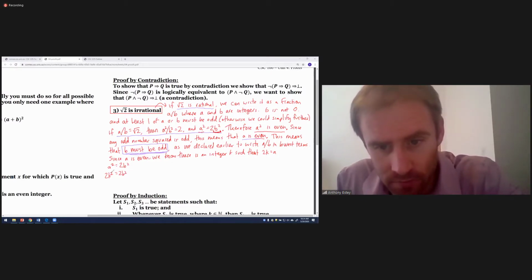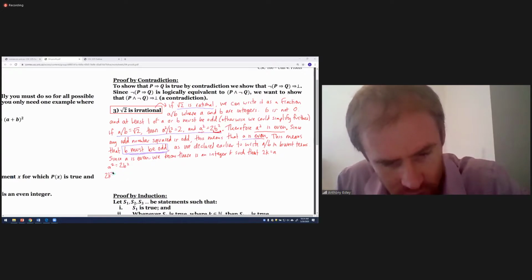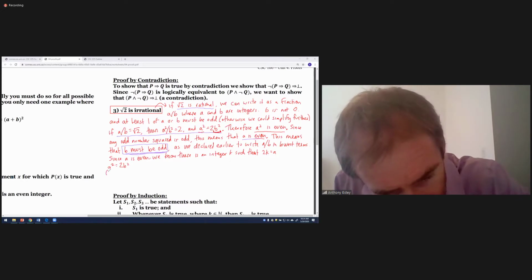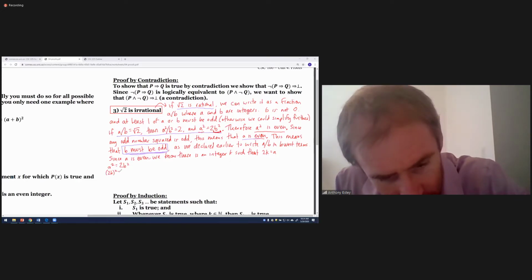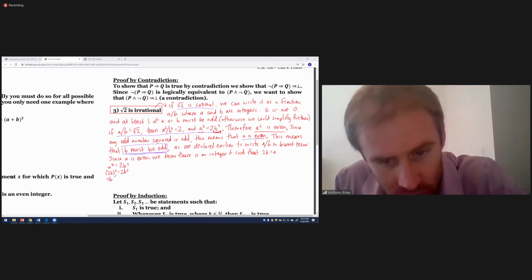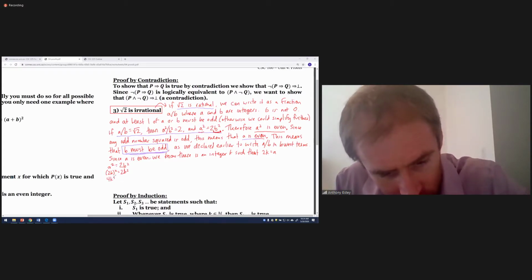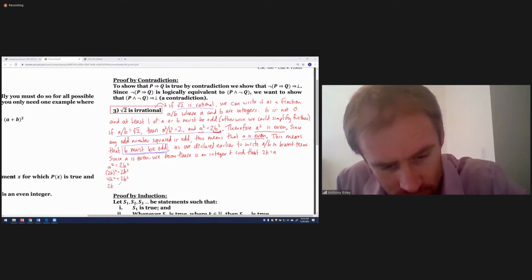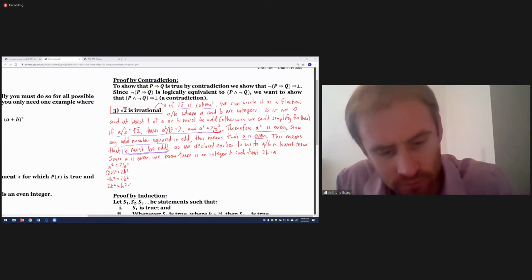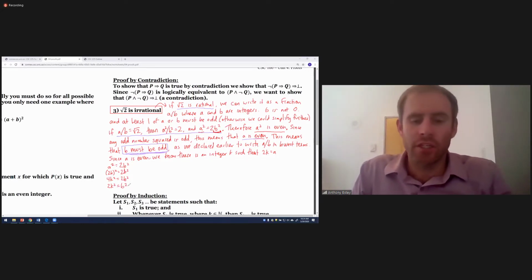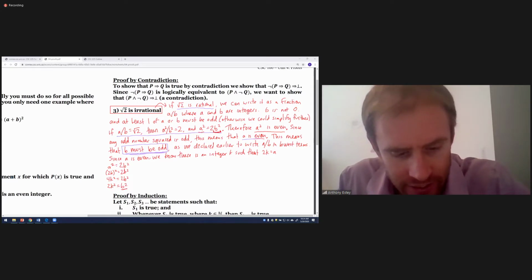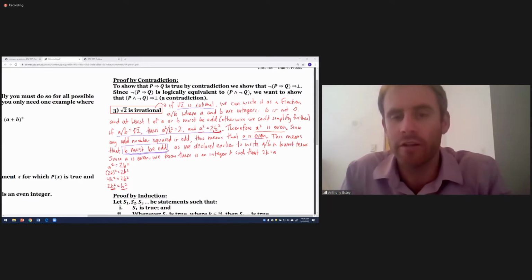Let me rewrite this one, a little bit smaller, or else I'm going to run out of room. So we can write this as (2k) squared equals 2b squared, which equals 4k squared equals 2b squared. And we can divide both sides by 2. Now this looks very similar to something we had up above, where we're saying b squared is equal to 2 times some integer squared.